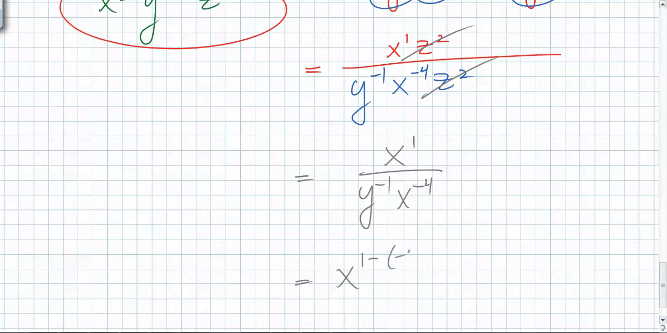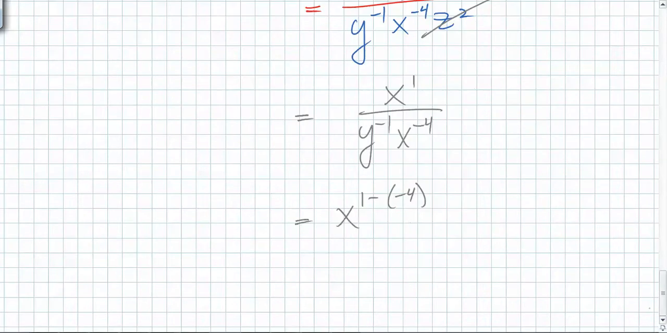X to the first minus what? To the negative 4. And then it's y to the negative 1 still in the denominator, right? But you could jump it up to the top and make it y to the what? 1. Now, why is that? Let's just do this in pieces here. We'll leave that right there for now. What's x to the 1 minus negative 4? 5.